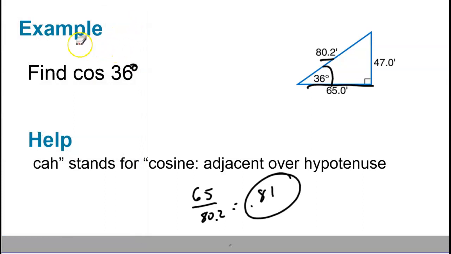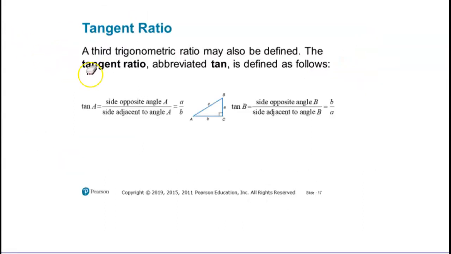Now again, once you get one of them, sine, cosine, and then the last one is tangent, then you'll be able to do them all. And so this trigonometric ratio tangent is abbreviated TAN, and again it's looking at it from tangent A, so from the perspective of angle A right here, it is the side opposite angle A, and so that's going to be here, so that's A, and the side adjacent to angle A, which is here, so that's going to be B.